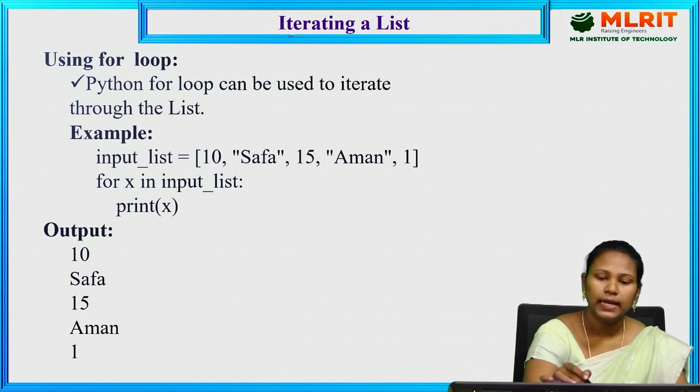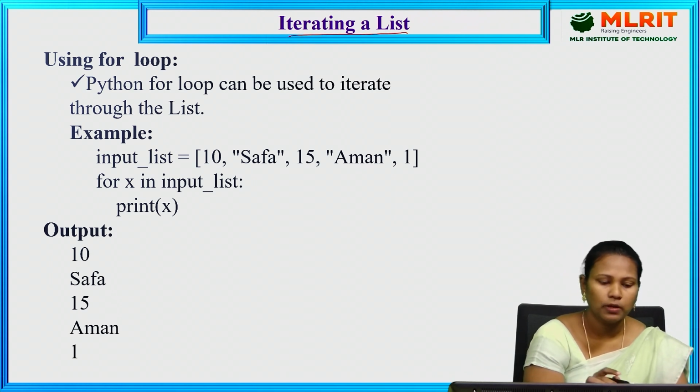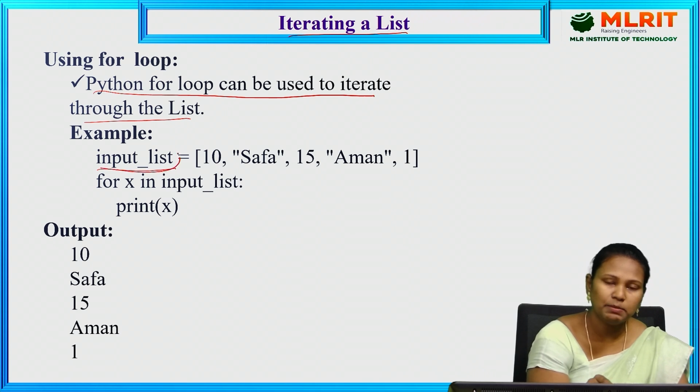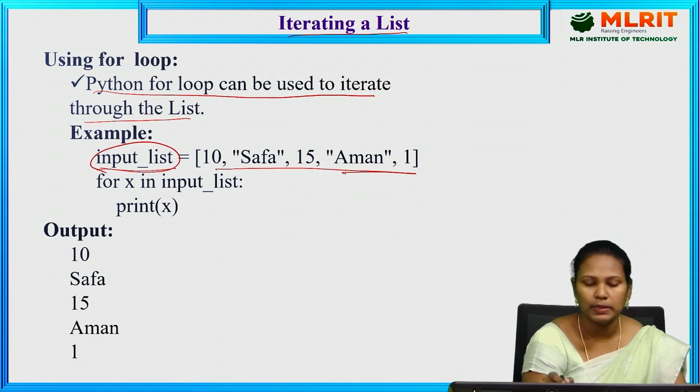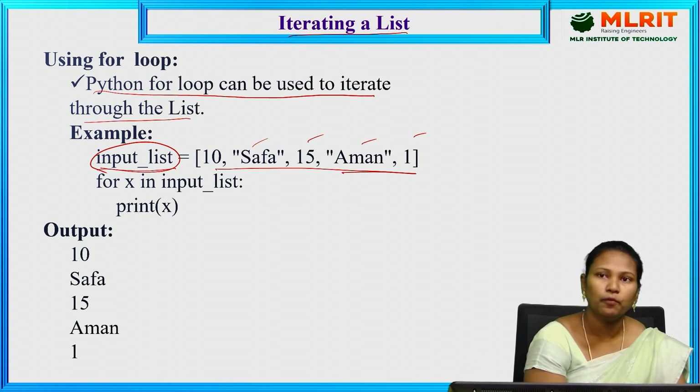Now, iterating a list. If you want to iterate a list, we use the for loop. Python for loop can be used to iterate through a list. The list name is input list. It contains the elements 10, Safa, 15, Aman, 1. This is mixed data. Now I want to print all the elements with the help of the for loop.